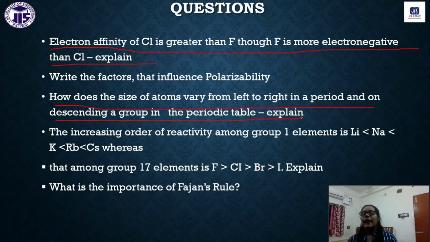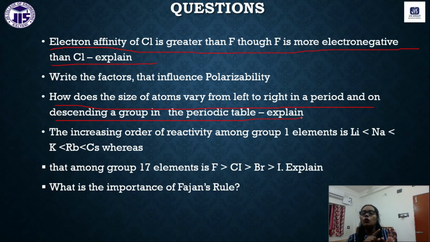The trend of the size: if we descend the group, if we go down the group, what will happen? The size will increase. Why? Because extra shells are added. While extra shells are added, the nuclear pull will decrease. That means the outermost orbital electrons are very loosely bound. That's why the size will expand and increase as we go down the group.